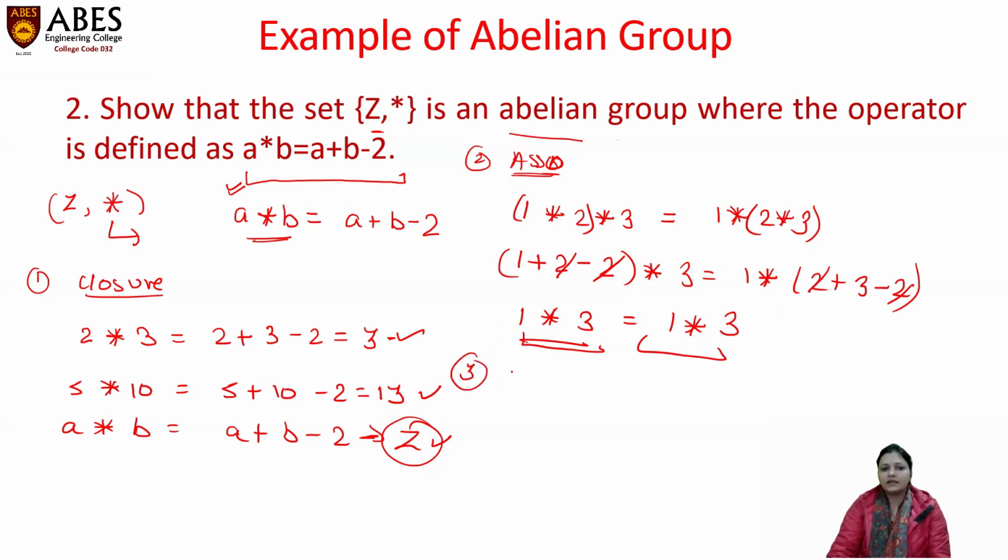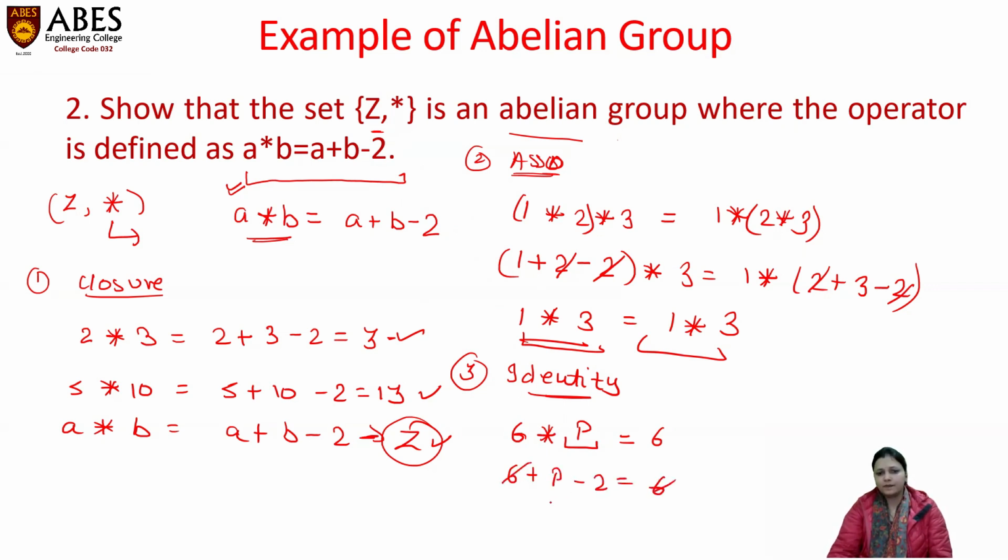The third property is identity. Here we have to calculate the identity element, as the operation is not a common operation like addition or multiplication. We know the method to calculate the identity element. Consider any element from this set, let it be 6. We perform the star operation with what value so that we get this same element as the result? Consider it as P. If we apply star between 6 and P, we get 6 plus P minus 2 equal to 6. So P will be 2.